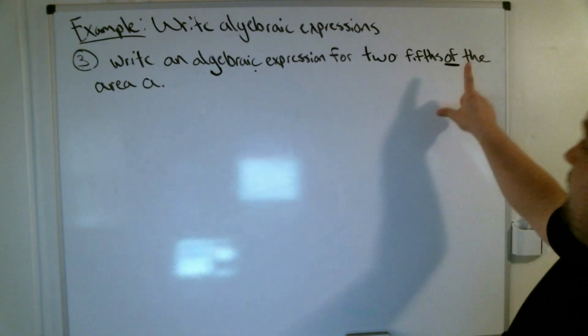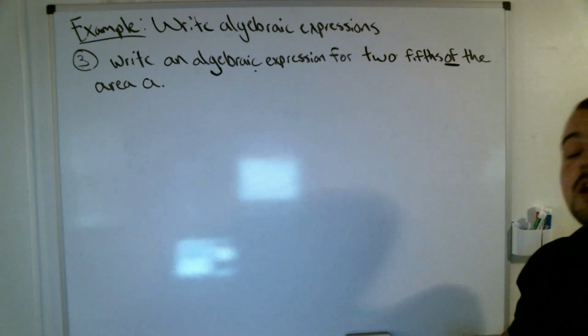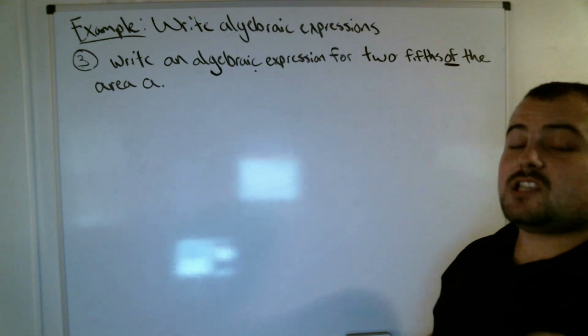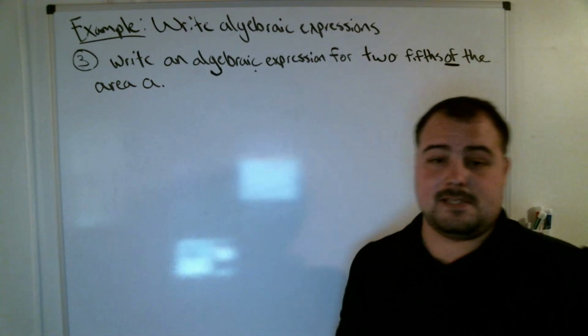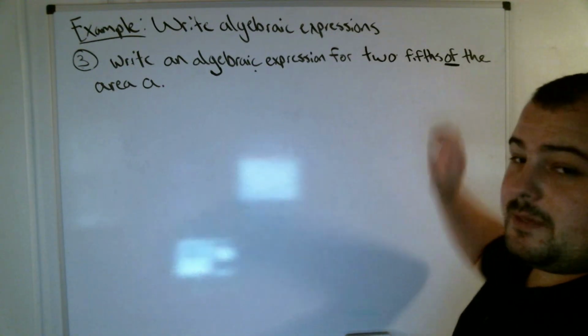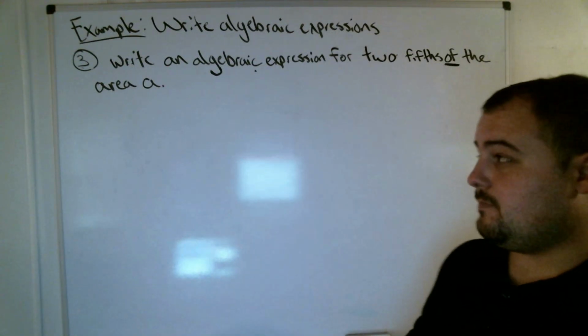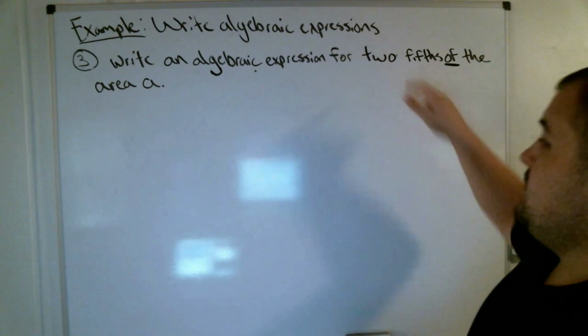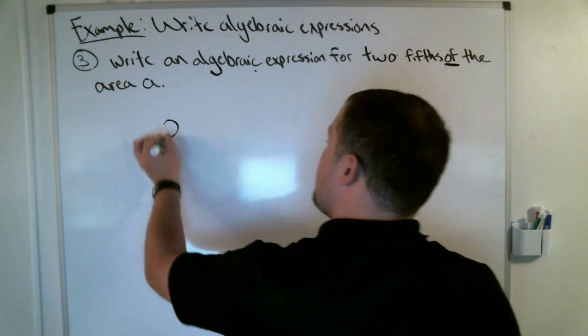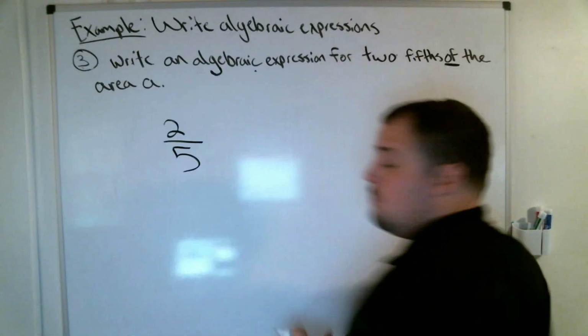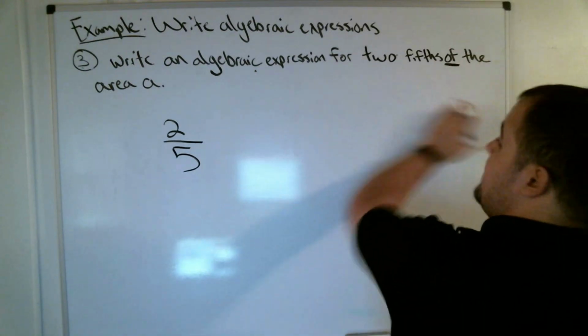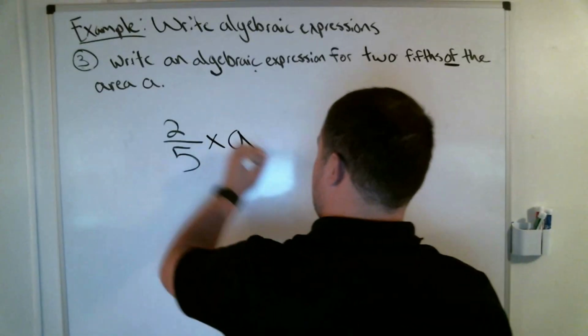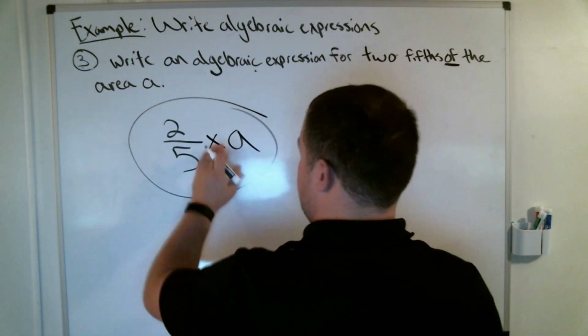Now if you can see here, I've actually underlined the word of. And the reason why I underlined the word of is that's my operation. A lot of people tend to miss that word. But the word of in mathematics really just means multiply. So we're going to take 2/5 and we're going to multiply it by the area A. So 2/5 times A is one way that you could write it.